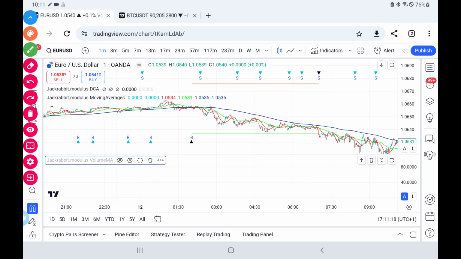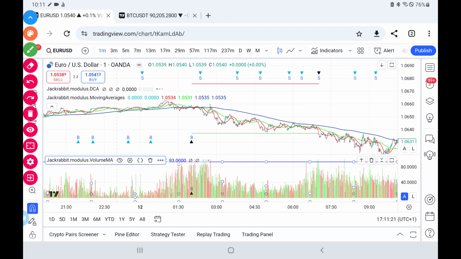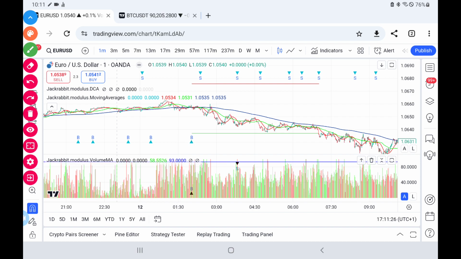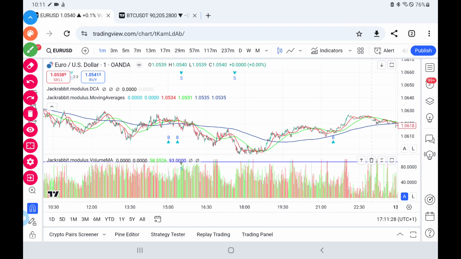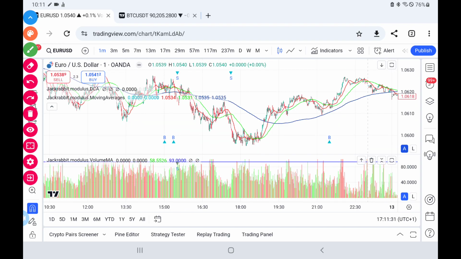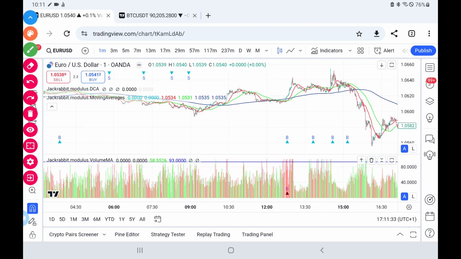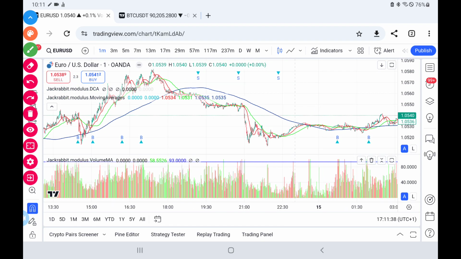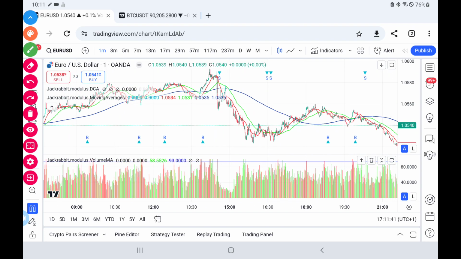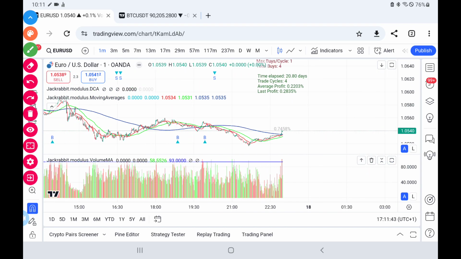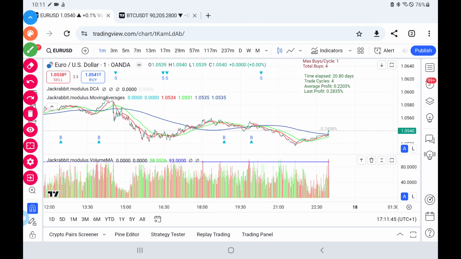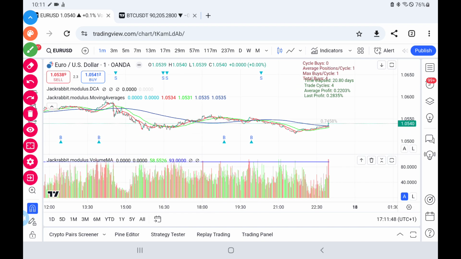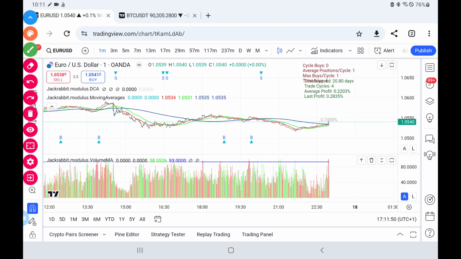It's a remarkable tool. So now let's change this to more opportunities and see how many opportunities we get with this particular setting. I encourage you to play with these numbers and really look at them because they are exceptional. And in this case, we have a total of 4 opportunities with only one purchase per cycle.